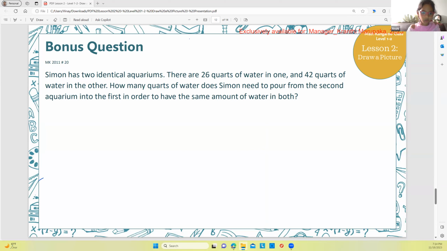So there were 26 quarts of water in one and 42 quarts of water in the other. So 42 minus 26 equals 16, and 16's half equals 8. So 42 minus 8 equals 34, and 26 plus 8 equals 34. So we need to put 8 quarts of water from the 42 into the 26.